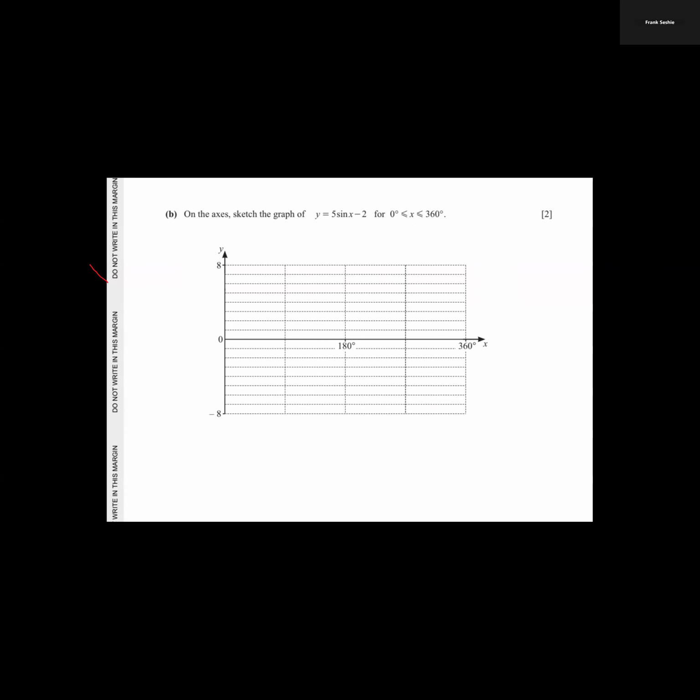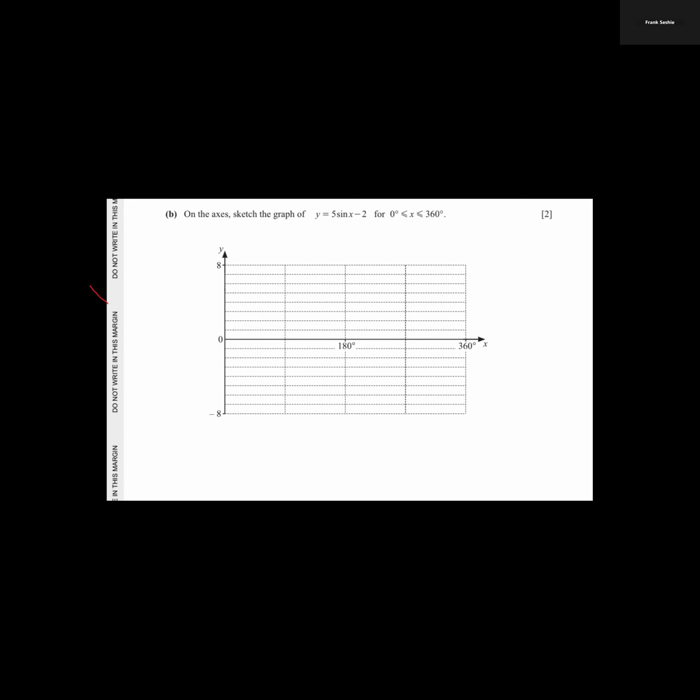When you use the 90, sin 90 is 1. So if sin 90 is 1, then 5 times 1 is 5, minus 2 is 3. So that's going to be 90, 3. Okay, so you plot that point, 90, 3. So we have 0 next to 90, 3.